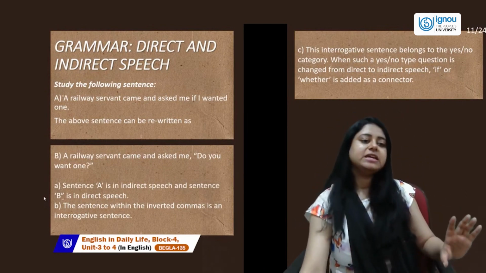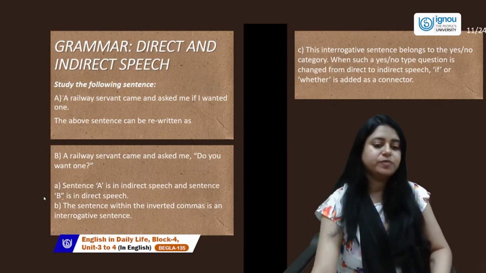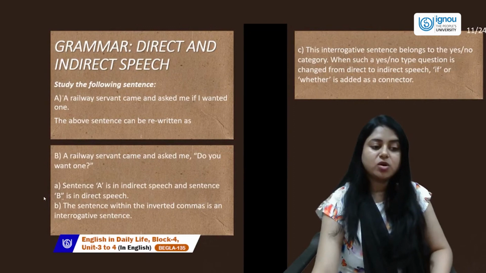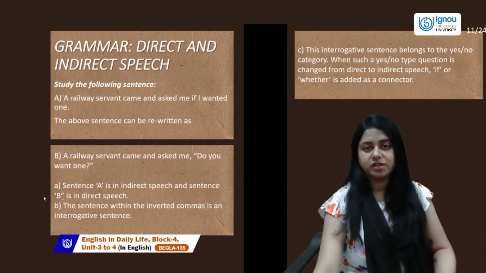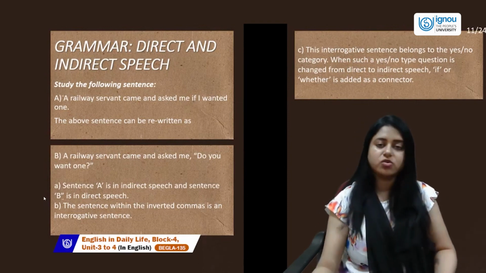So sentence A is indirect speech and sentence B is direct speech. The sentence within the inverted commas is an interrogative sentence. Because interrogation, you already know what interrogation is, questioning.